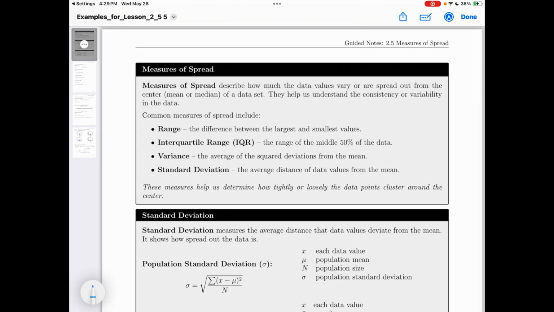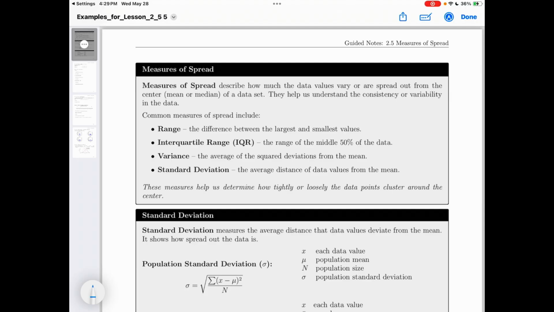Welcome to our lesson on measures of spread. I'm going to talk to you about the different measures of spread like range, standard deviation, interquartile range, and the 5-number summary. These examples are going to help you understand how to describe the variability in the data sets, whether it represents a sample or a population.